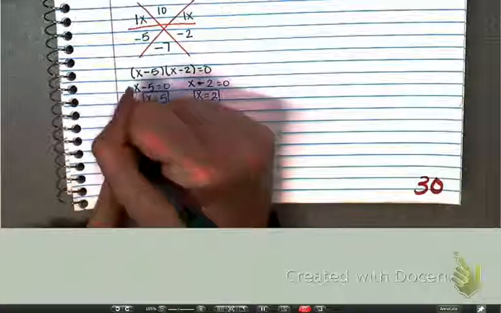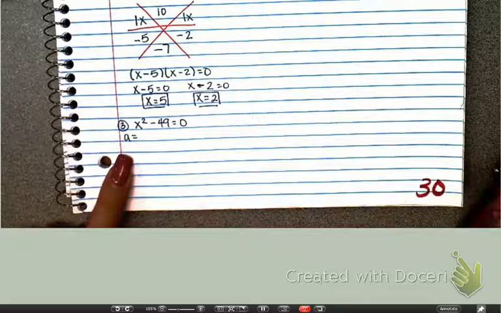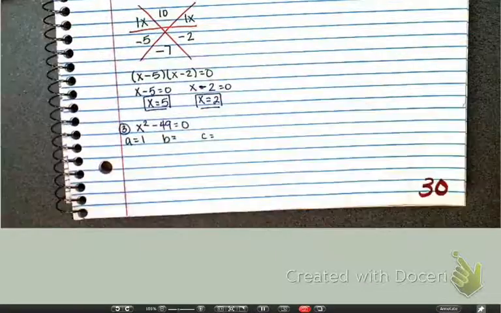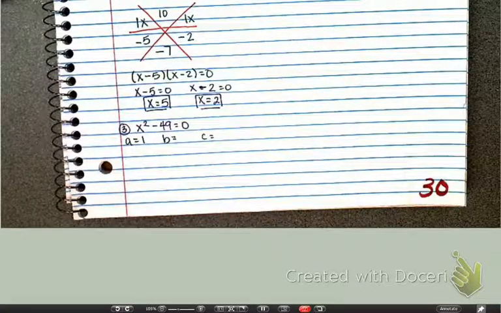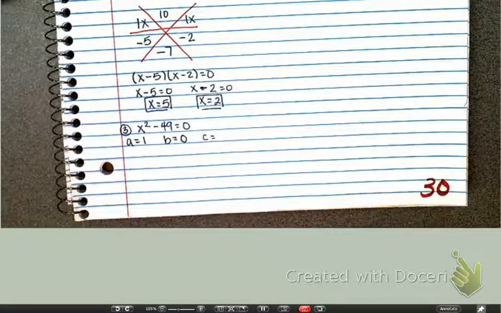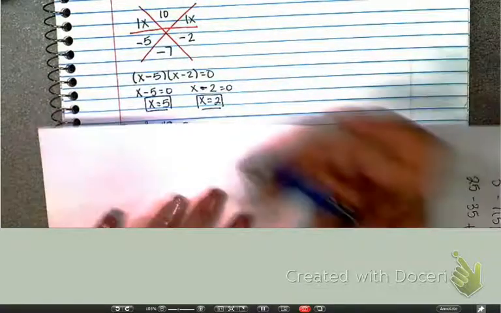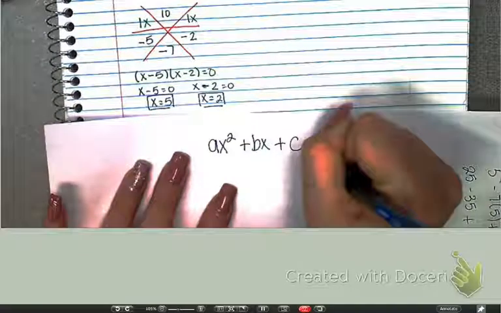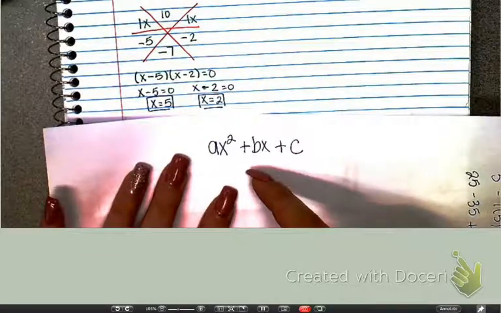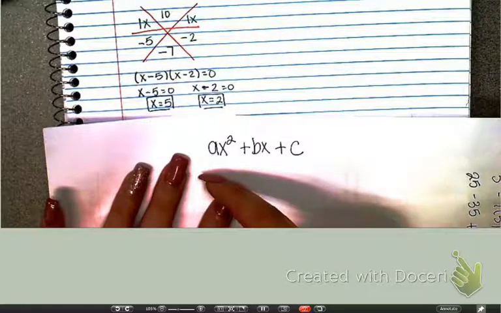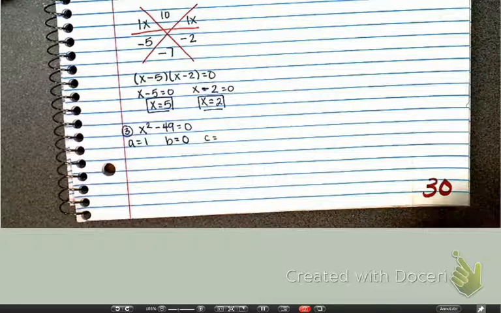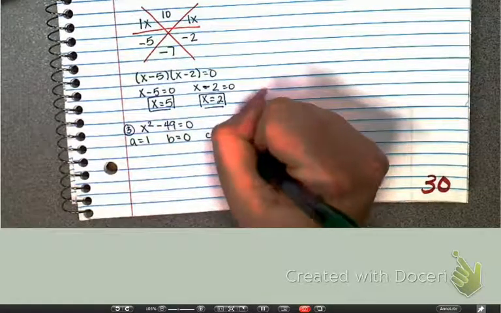What is my A? What's my A? 1. What's my B? My B is 0. Because if you remember, the general form is ax squared plus bx plus c. C is your constant term. B is the number in front of x. A is the number in front of x squared. Okay, so B in this case is 0. What is C? -49.